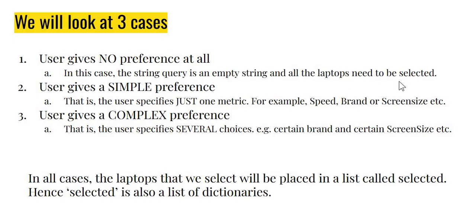All the laptops would move to this list called selected laptops. In this video, we are going to go further and look at the other two scenarios, which are actually quite similar to each other. We'll first start with the case where the user has a simple preference, which means the user has specified just one metric. Could be speed, could be brand, could be screen size, whatever. We'll see that the same exact logic will get applied to a more complex preference.